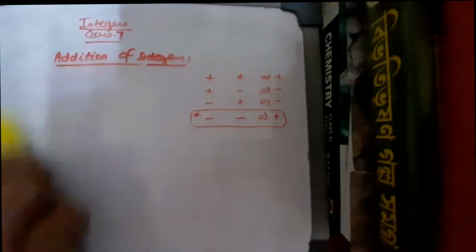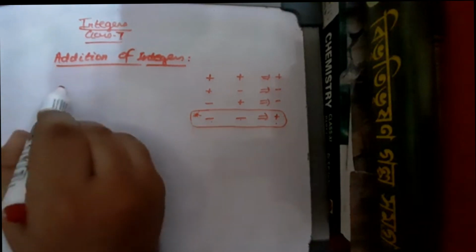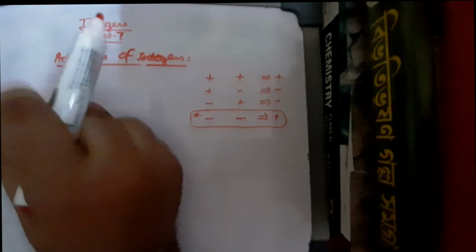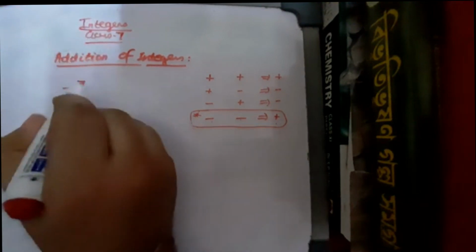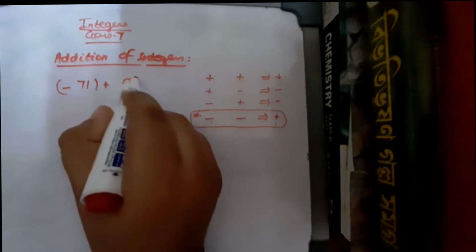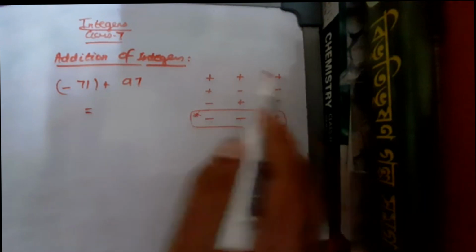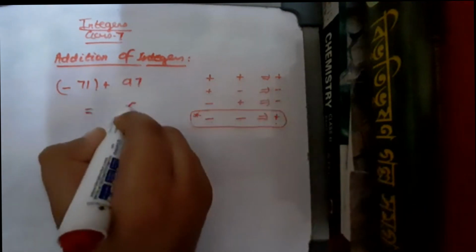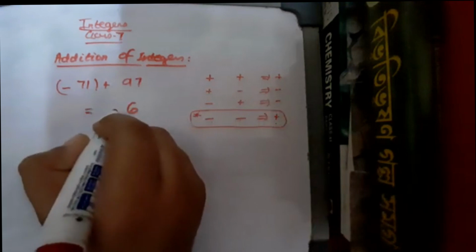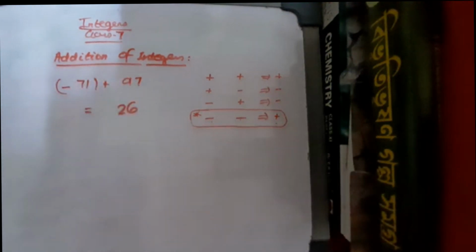So let's say you have to, for example, add minus 71 to, let's say, 97. How do you go about doing that? You have to do the subtraction operation, mind you. You have to subtract 71 from 97. Okay, so it is 26.